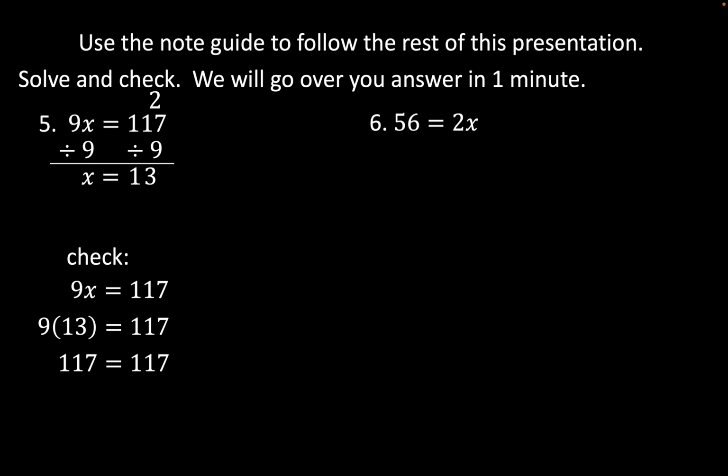Number 6. 56 equals 2x. We're going to divide by 2. 2 goes into 5 twice, not just once, because 2 goes up to 4. 4 is 1 away from 5, and 2 goes into 16 8 times, equaling x.